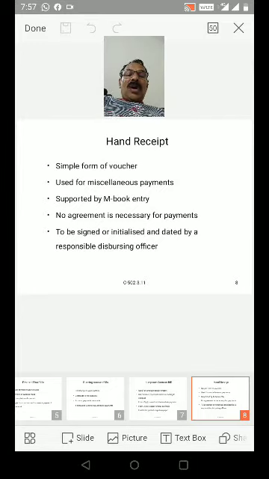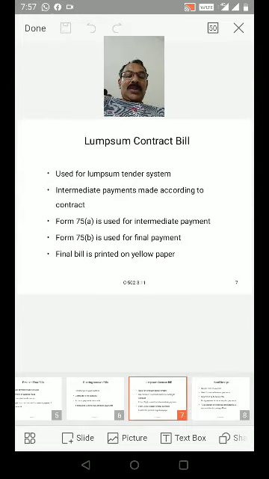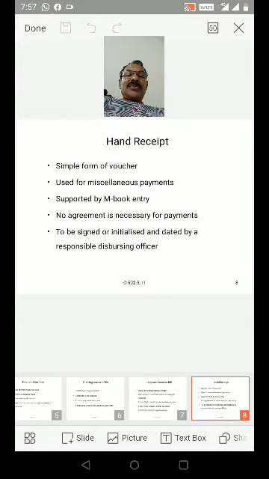This is a simple form of voucher. Hand receipt, form 28, is a simple form of voucher. Just voucher, you have to write voucher. It is used for miscellaneous payments, supported by M-book entry, the measurement book.